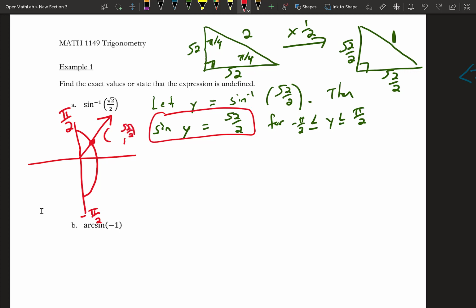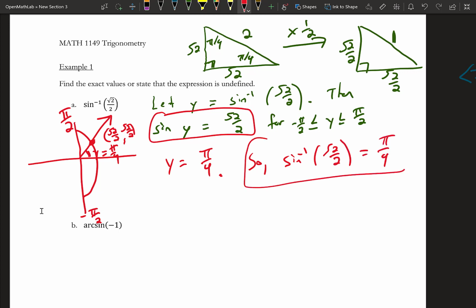And it turns out, in the unit circle, the x value is also going to be radical 2 over 2. And this unknown angle y is pi over 4, right? So y equals pi over 4. Just thinking through some things that we already know from the unit circle, right? So in other words, inverse sine of radical 2 over 2 is going to be equal to pi over 4, right? Which is what we were after.